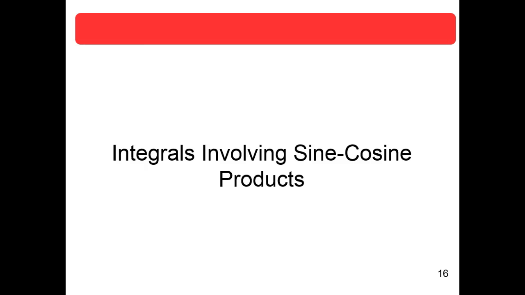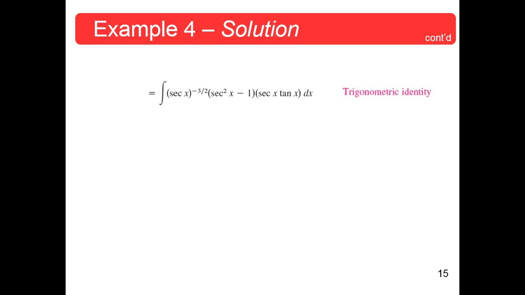Now, that was example, goodness gracious, where was that? That was example 4. They skipped 5, they skipped 6, and they skipped 7, okay? So let's go back and do 5, 6, and 7.